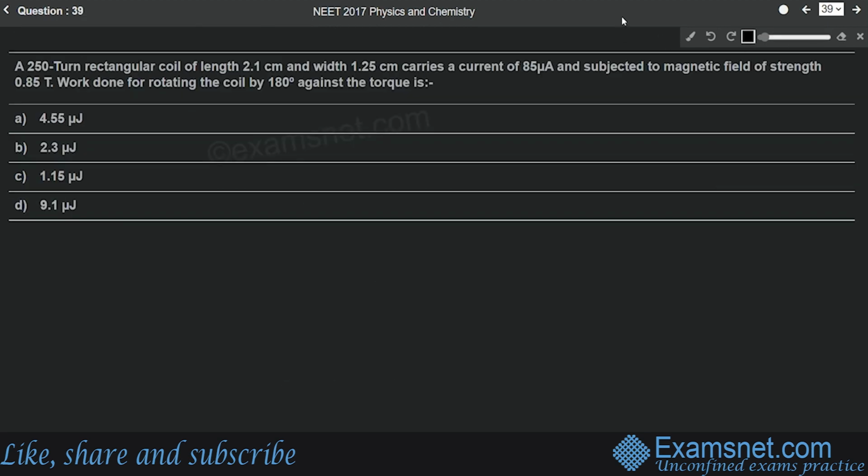Now question number 39 is from magnetism, and the question is: a 250 turn rectangular coil of length 2.1 centimeter and width 1.25 centimeter carries a current of 85 microampere and is subjected to a magnetic field of strength 0.85 Tesla. Work done for rotating the coil by 180 degree against the torque is. Okay, so work done will be equal to mB (cos theta 1 minus cos theta 2). Now theta 1 is 0 degree here and theta 2 is 180 degree, right? So let's write it down. mB (cos 0 degree minus cos 180 degree).